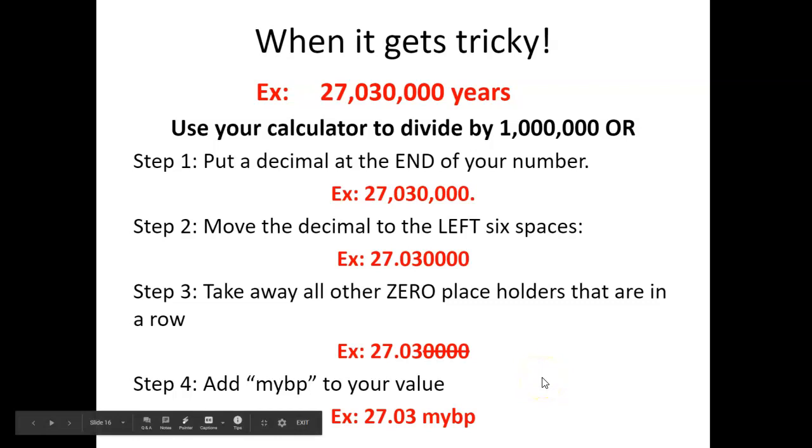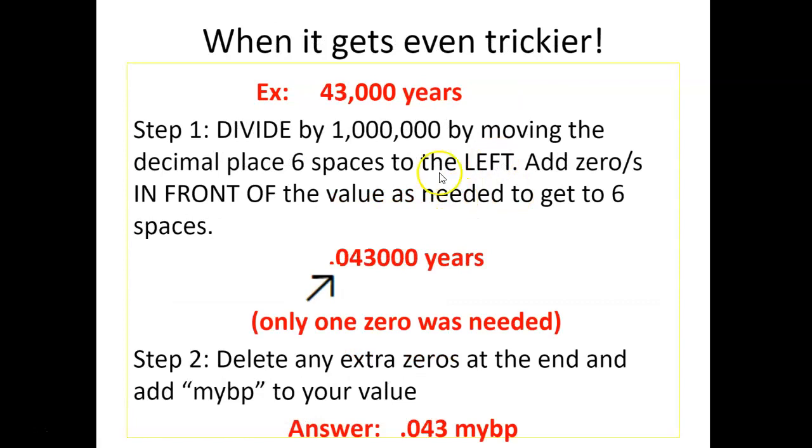Here's another example. Sometimes we are looking at events that happened less than a million years ago, so they haven't quite reached a million years. You could ignore all these steps if you just plug this into your calculator, 43,000 divided by a million, or you could divide this by moving the decimal places 6 spaces to the left and adding a 0 in front of any value you need to get to 6 spaces.